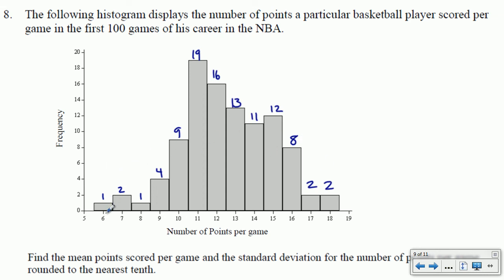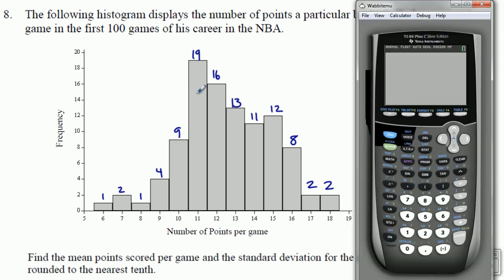If we do it the hard way, we would have to enter 6, 7, 7, 8, 9, 9, 9, 9, 10, 9 times, and so on. So that would be a lot of data entry. So rather than doing that, we will just enter the points per game in L1 and the frequency into L2. So we can enter the data into our calculator by going Stat, Edit. I've already put the points per game into L1 and the frequency associated with each into L2.